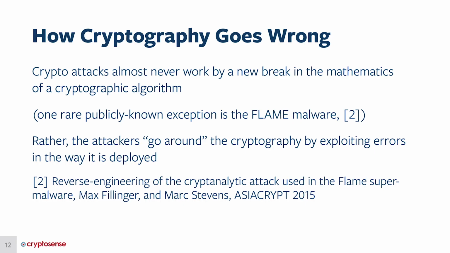So how does cryptography actually go wrong in practice? We're going to look at a couple of real incidents involving crypto going wrong. The first thing is that cryptography almost never goes wrong because somebody comes up with some brilliant new mathematics that breaks a cryptographic algorithm, right?